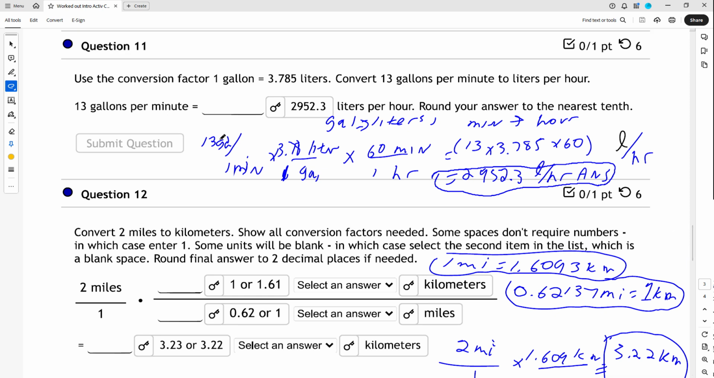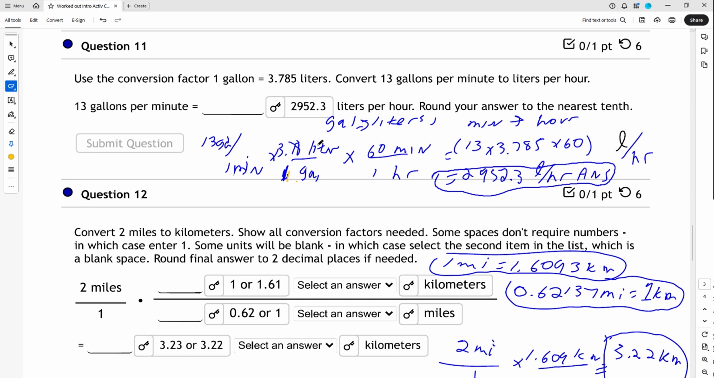And this one here we're converting gallons per minute to liters per hour. Okay. So they have to convert gallons into liters and minutes into hours. So here I started with 13 gallons per minute. And I want to convert gallons first. So I want gallons to go away and replace with liters. So my relationship between them, 1 gallon is 3.78 liters.